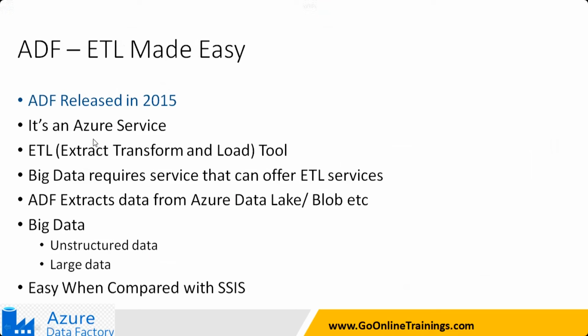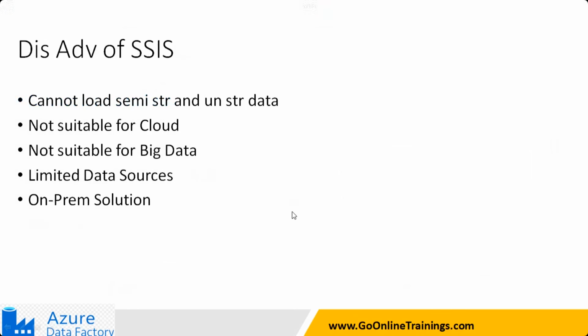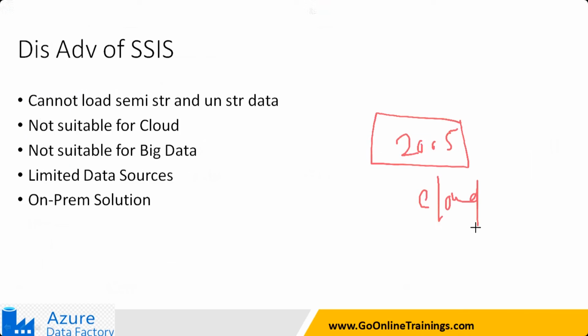So if you want to compare SSIS and ADF, ADF is easier when you compare with SSIS. So what are the issues with SSIS? Cannot load semi-structured, unstructured data, not suitable for cloud technologies, not suitable for big data, limited data sources are available, and it is an on-premises solution, right? Because SSIS was launched in the year 2005, at that time we did not have many data sources, and we did not have any cloud. Cloud started from 2006, and in 2010 Azure started, right?